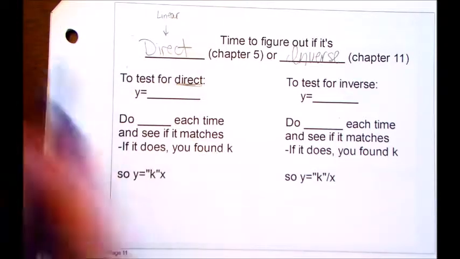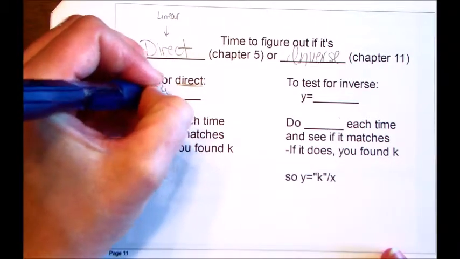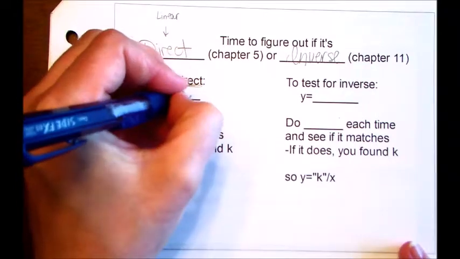the first thing we need to remember is that the equation is y equals k times x. Okay, this is the equation.